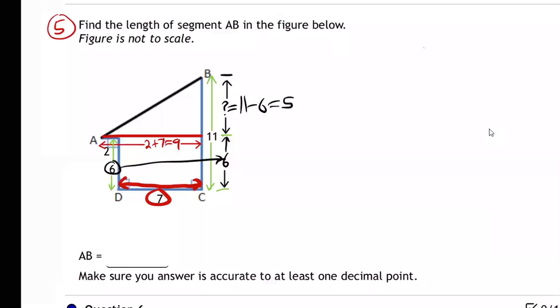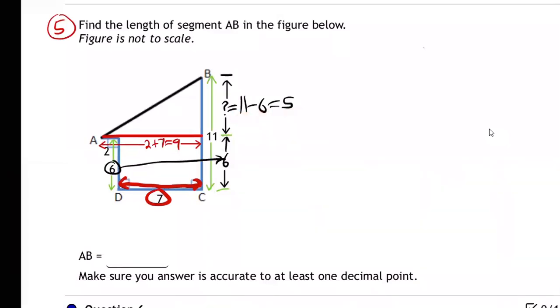Let me pause there for a second. Does everybody see that? Because this is 6 right here, so I just moved it over to compare it right next to the 11. 11 all the way from top to bottom is 11. The bottom part is 6. So the top part is the whole thing minus the bottom part. It's got to be 5.